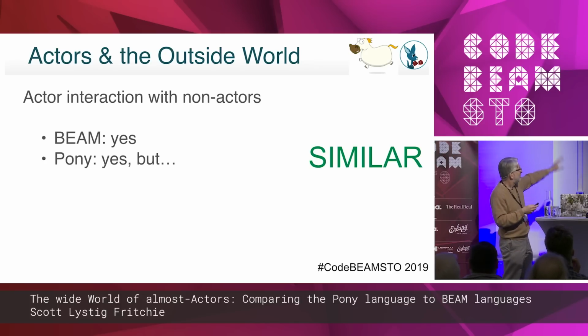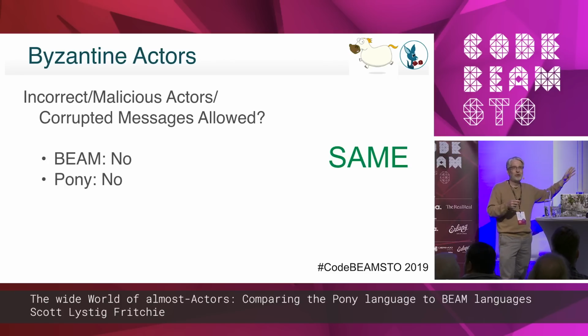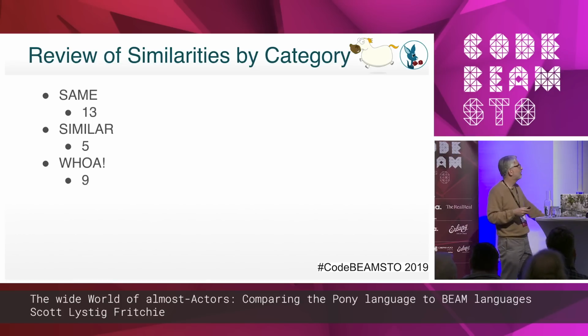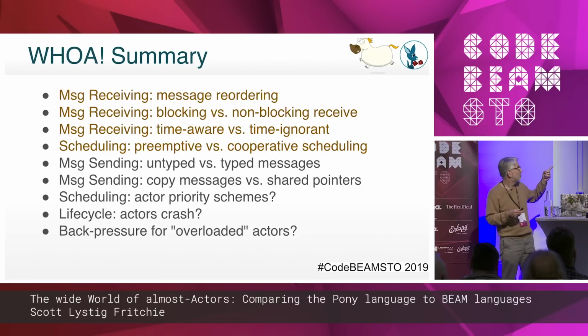I may be off by one or two here, but there are about nine sort of Pony woe differences that I had pointed out, and here they are listed. I put the top four in a different color that you may or may not be able to see: three things about message receiving, the message ordering, blocking versus non-blocking, and being aware of time. And then the scheduling thing, preemptive versus cooperative scheduling.